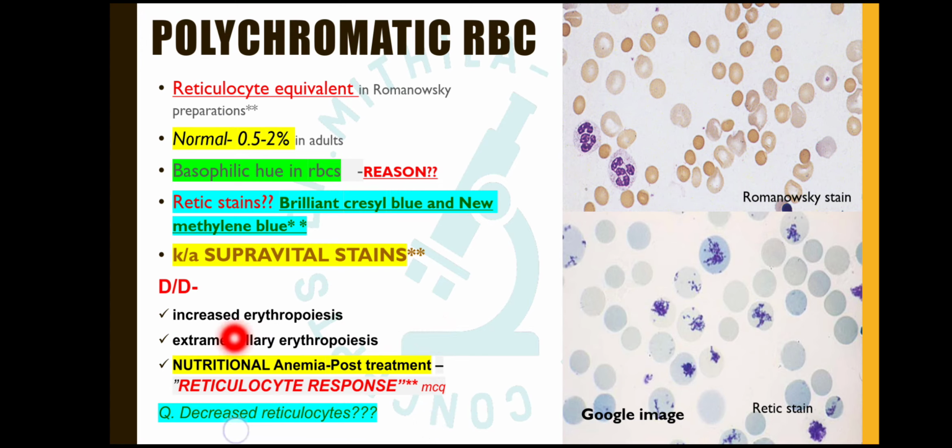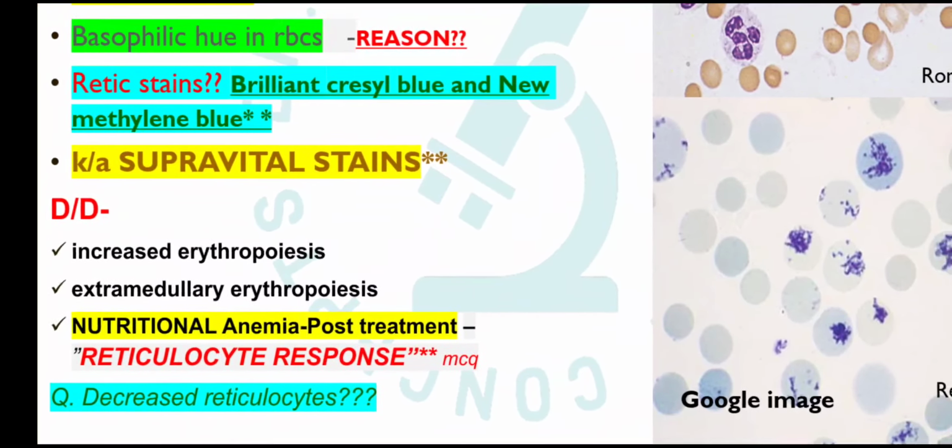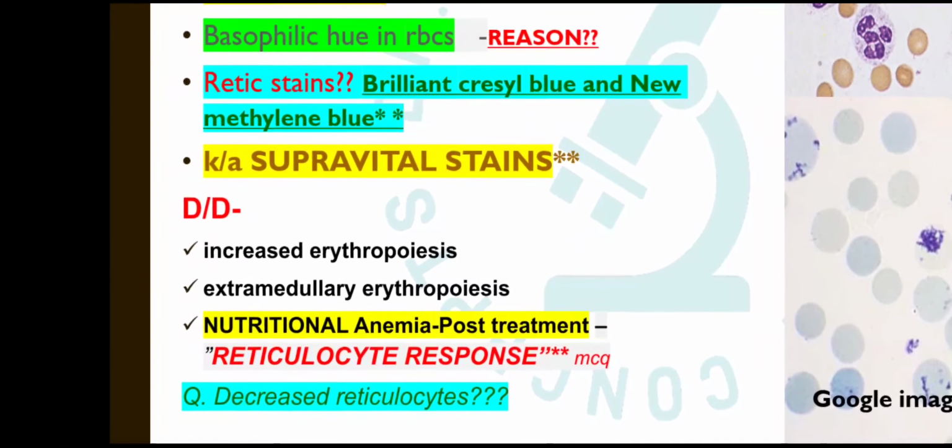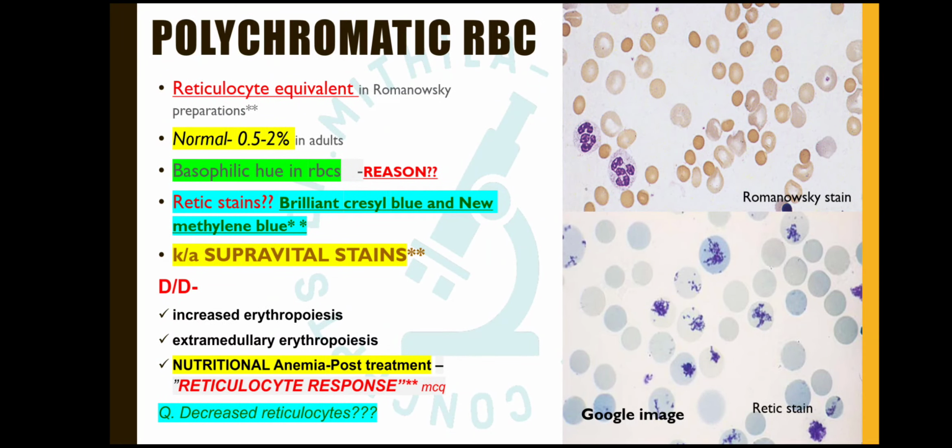Then in the case of nutritional anemia, it is very, very important that nutritional anemia in itself will cause a decreased reticulocyte count. If a person has iron deficiency anemia or megaloblastic anemia, there will be decreased RC. But when we give him the treatment, then in 4 to 5 days we get the reticulocyte count done again, and it comes increased, and that is known as the reticulocyte response. So it is very, very important to know that nutritional anemia on treatment leads to an increased reticulocyte count, while without treatment the reticulocyte count in nutritional anemia will be normal or low.